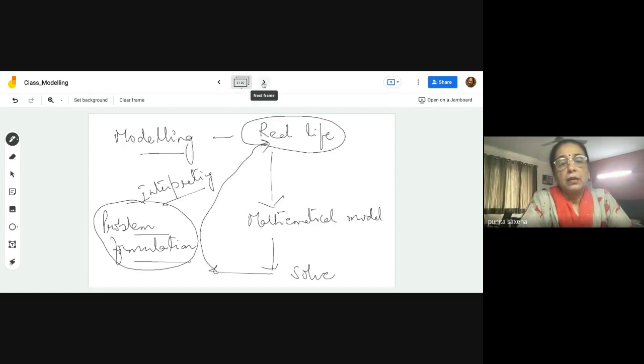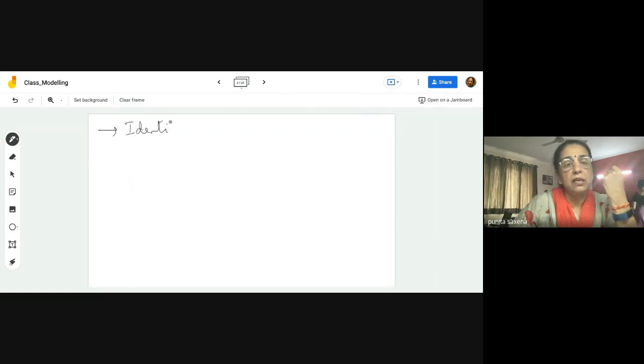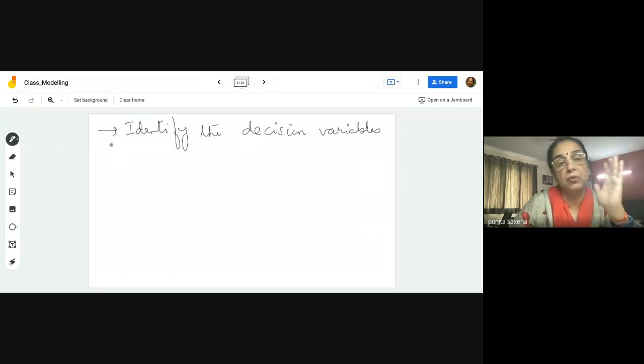Now, for problem formulation, whatever be the situation given to us, the very first thing that we have to do is identify the decision variables. That means we have to first of all see what the decision variables are. This I explained yesterday. What are the decision variables? The variables that are going to help us in taking the decisions.